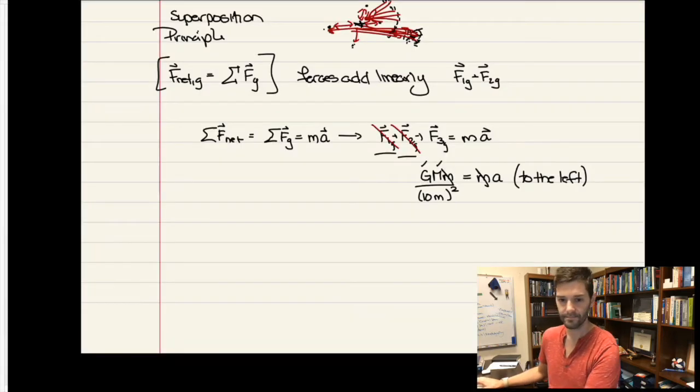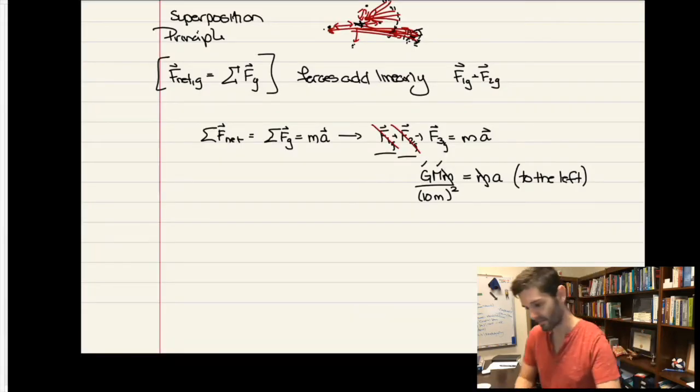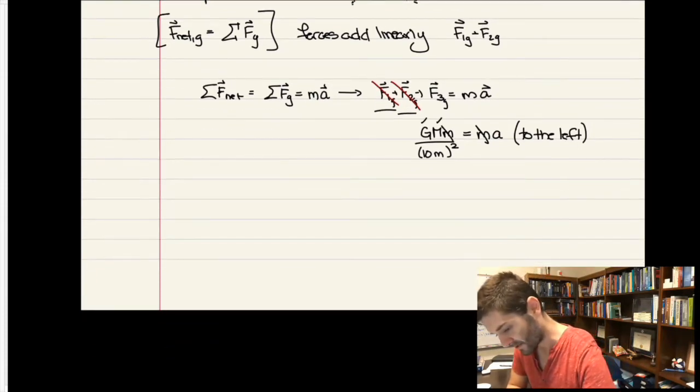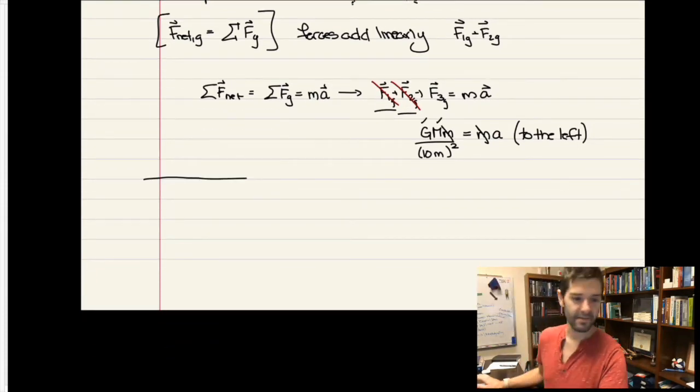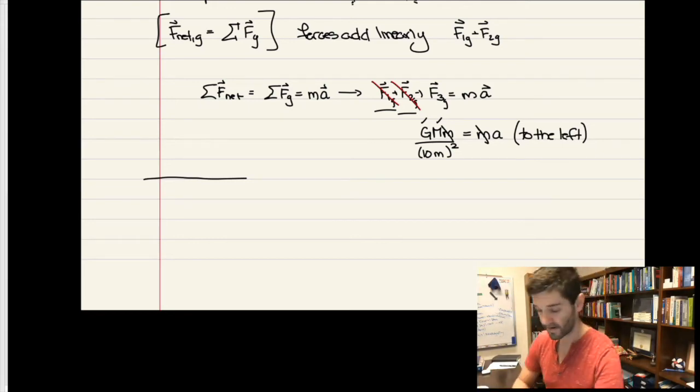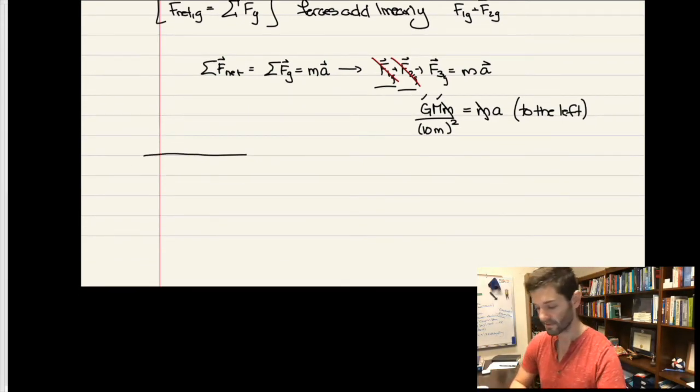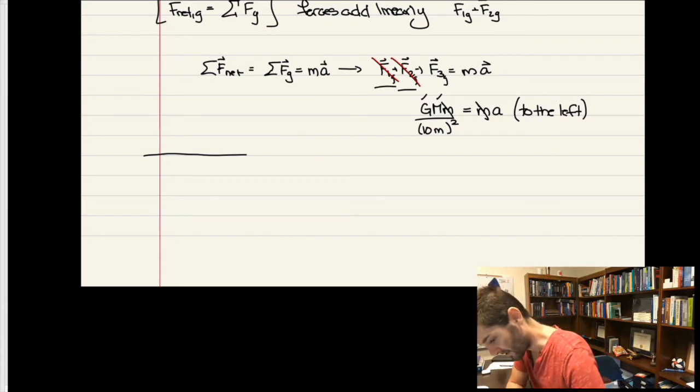All right. That is the idea behind superposition, which again, might not seem like anything new, but the fact that we can also say it for gravity, this long-range force, is perhaps a little bit more profound than what meets the eye.